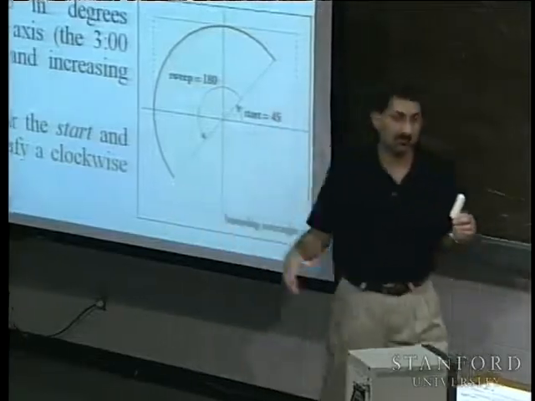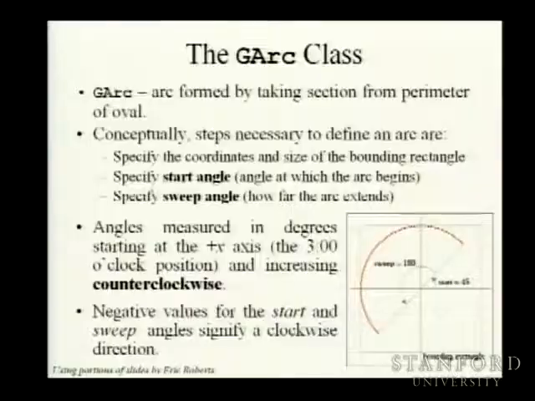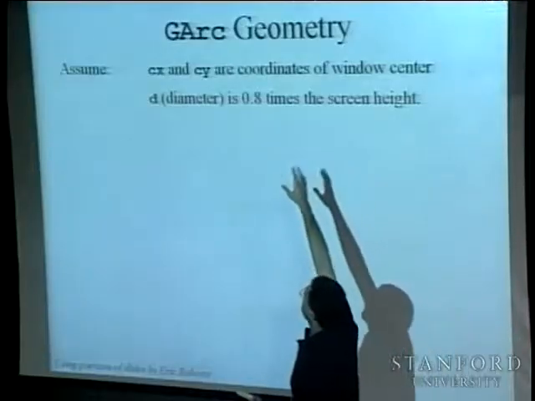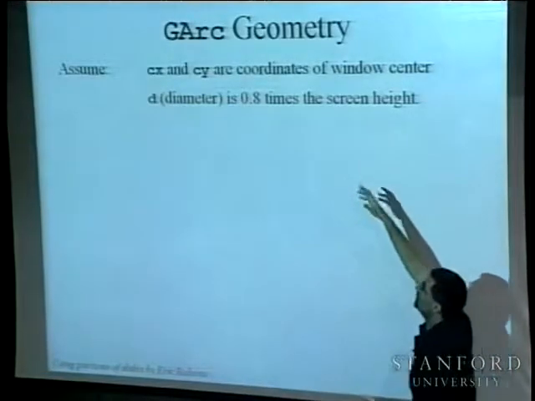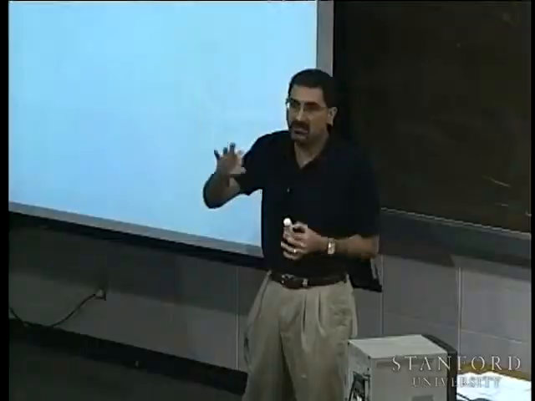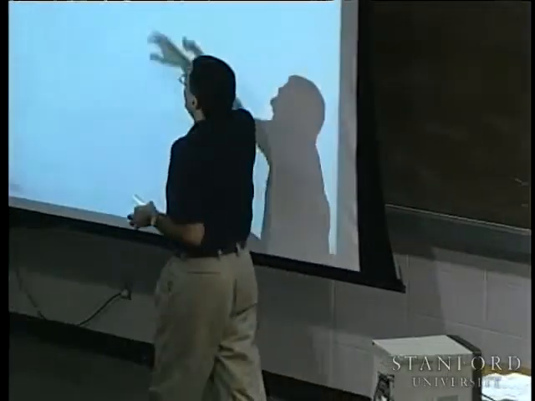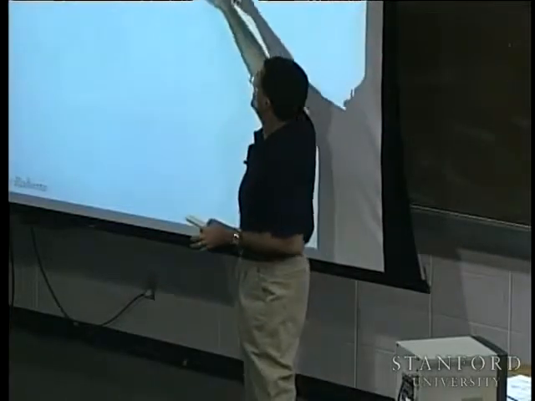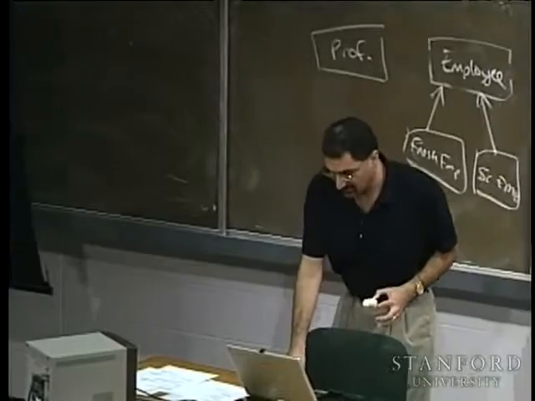So let me show you some examples of that, because that's kind of a big mouthful. What does that really mean? Here's just a few examples so you know. We're going to draw some arcs centered in the middle of the screen. So we're going to figure out cx and cy. Let's just assume they're the middle of the window. We already computed them using getWidth and getHeight. And d, which is the diameter of the oval we're going to be using, or the circle in this case, is just pre-configured to be 0.8 times the height of the screen.